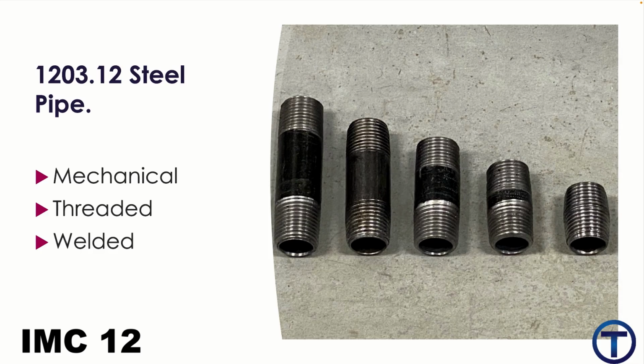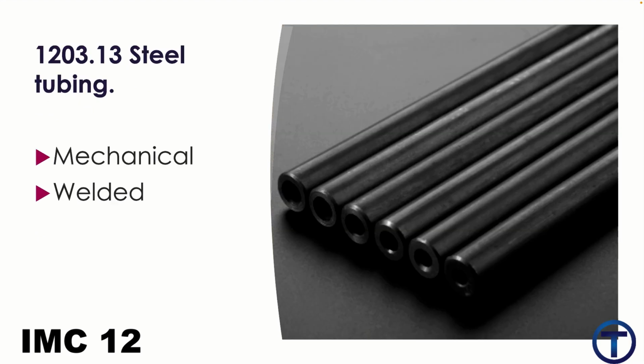Next, we have 1203.12 steel pipe. This is very commonly used in hydronic systems. Steel pipe can be connected using mechanical joints, threaded joints, and welded joints. But don't forget 1203.13 steel tubing. This can only be connected mechanically or welded.